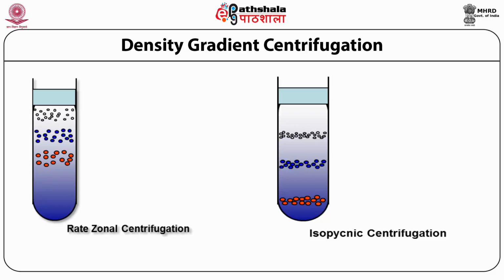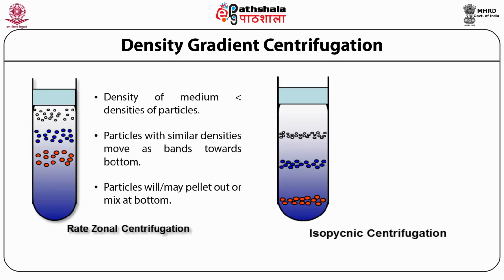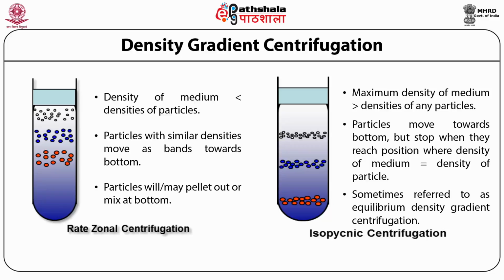In rate or zonal centrifugation, zones of particular density appear in the centrifugation tube. You can see here the particles of different density separated in different zones. In isopycnic centrifugation, there is a density gradient from top to bottom, and once a molecule reaches a density similar to the medium, it settles there, and accordingly they fractionate into bands, and bands of different density are separated out.